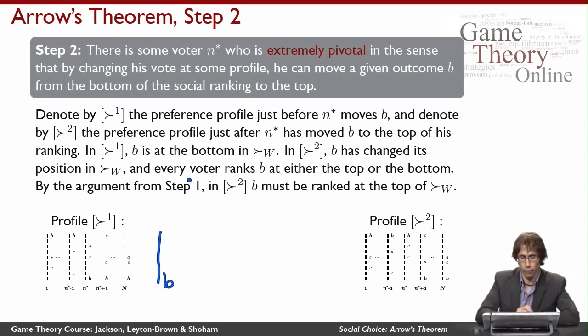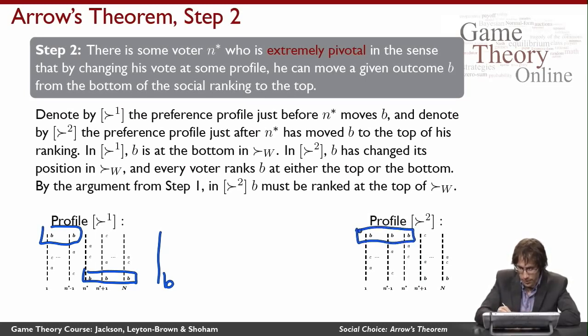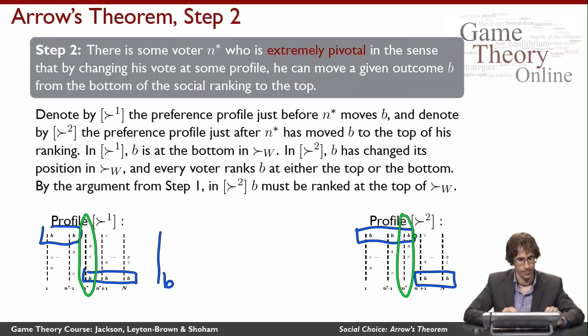And every voter ranks B at either the top or at the bottom. Right? So notice here we have B's at the top for everybody. Here we have B's at the bottom for everybody. And here again we have B's at the top and B's at the bottom. But what's changed is n star. So here's the one guy who's actually moved something.